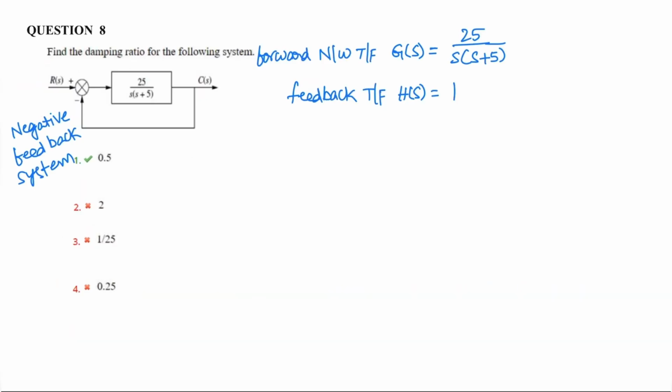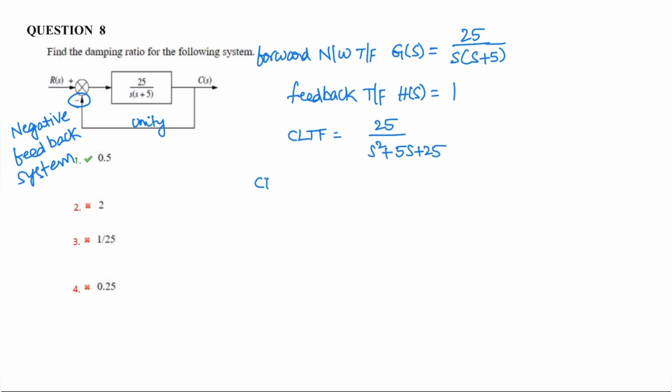Next question. Find the damping ratio for the given system. The given forward network transfer function is G of s equal to 25 by s into s plus 5, and the feedback transfer function is 1, that is, unity. The system is a negative feedback system. The closed loop transfer function is G of s by 1 plus G of s H of s, which is 25 by s square plus 5s plus 25.